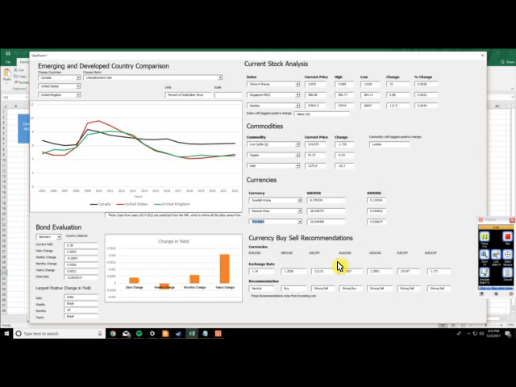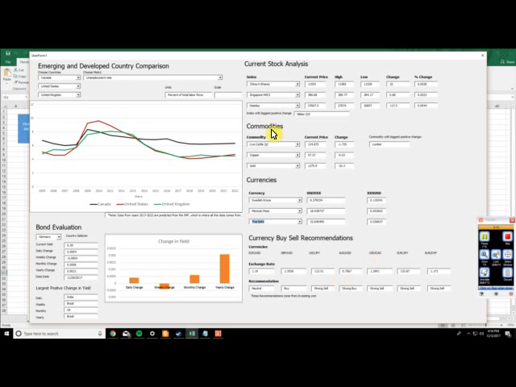And then looking down here at currency buy sell recommendations, these are the most commonly traded currencies on the market. In the currencies market, these are common trades. It shows their exchange rate and investing.com's recommendation on whether to hold, buy, or sell these currencies based off of what they're seeing in the history and what they're predicting to happen in the future.